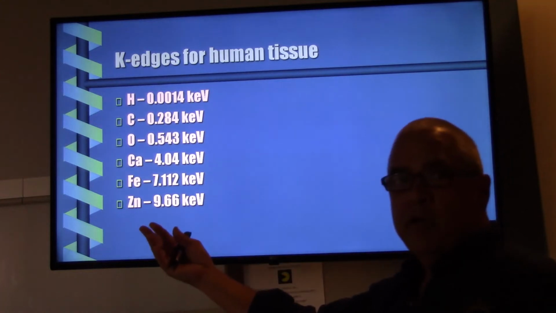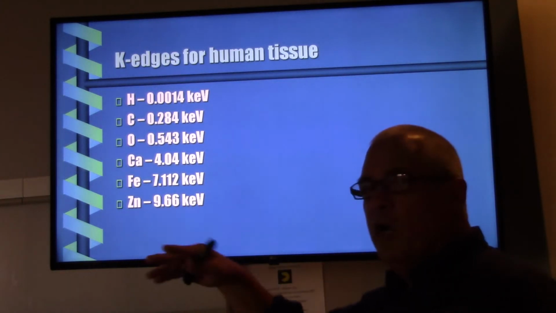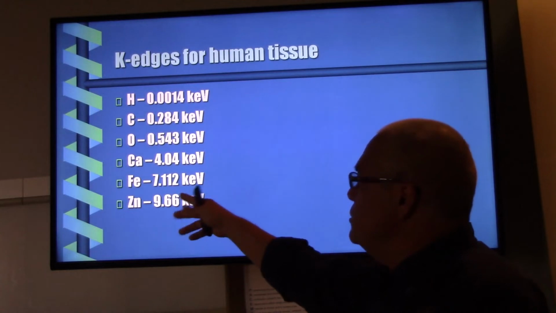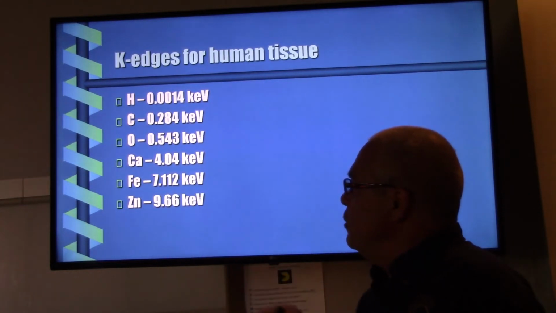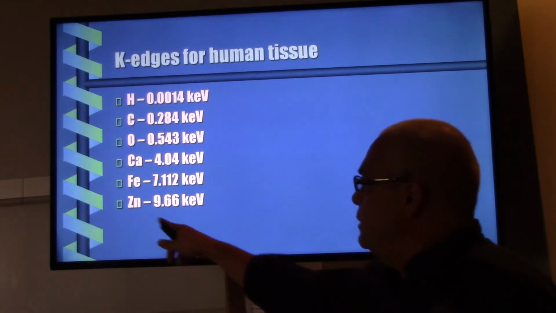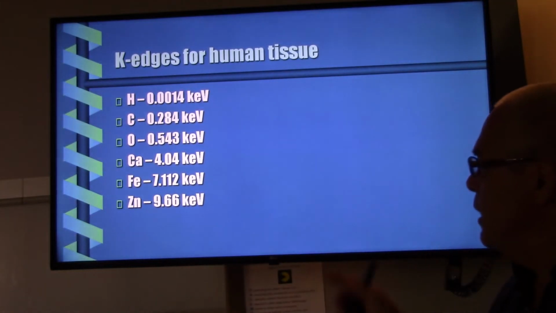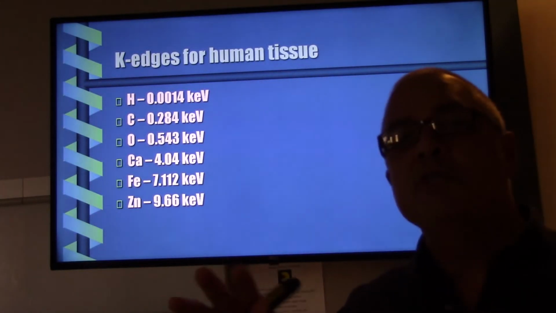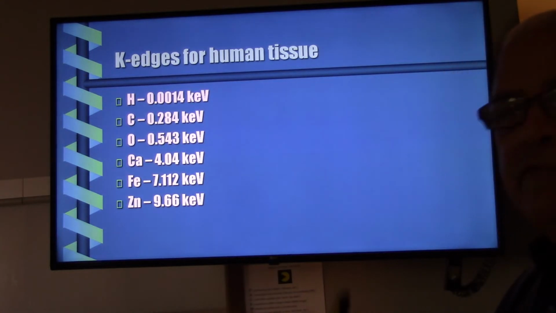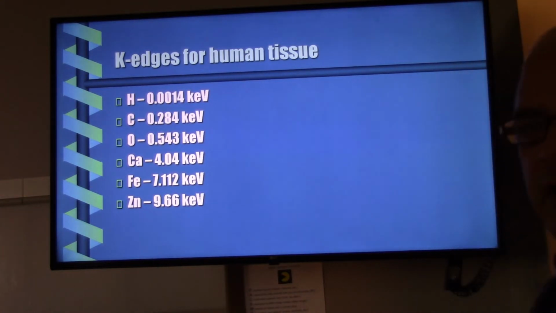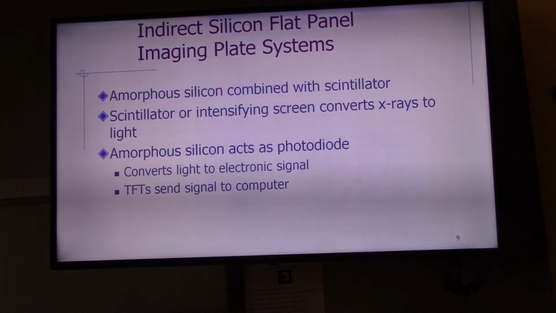Iron. We have iron in our body. Okay, it's not necessarily organic, but it's in there. And it has inner shell binding of 7 keV. And even zinc. Zinc only has 9.6 keV. In other words, these are all very light elements, very easily penetrated by X-ray photons. So getting through a human body, no problem, unless that body is really, really huge. Then you might have an issue. But I'm talking about human-sized patients here.